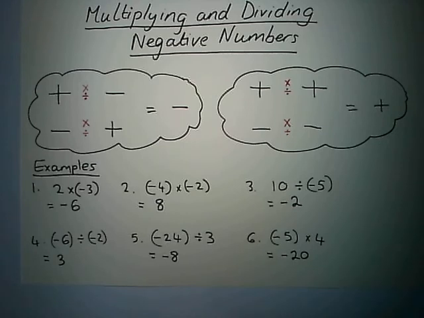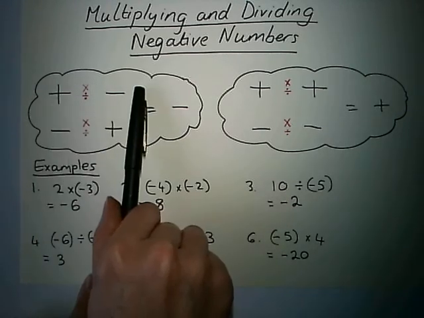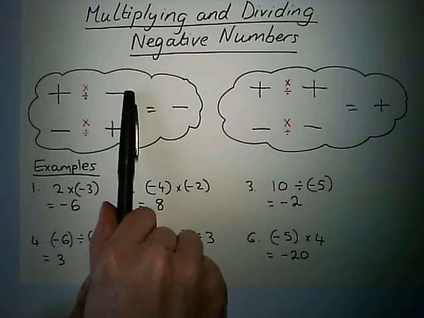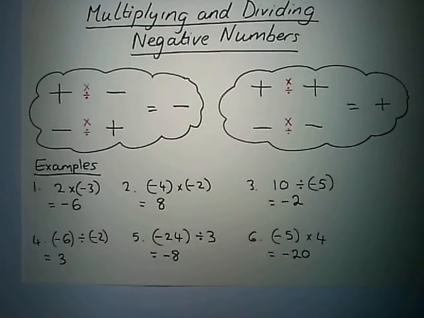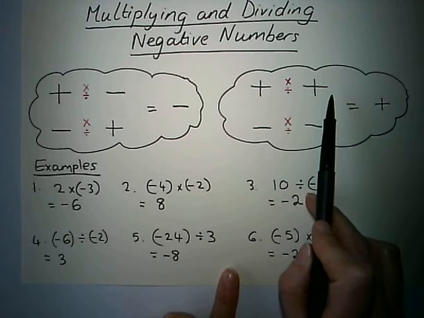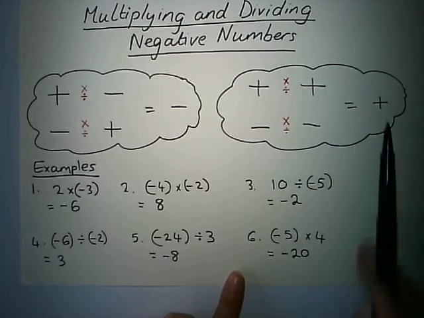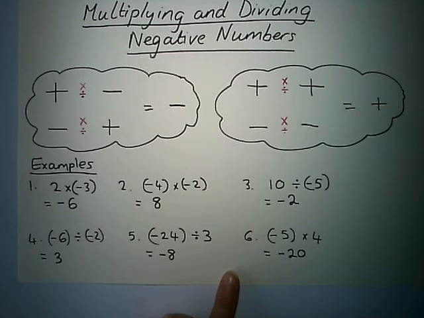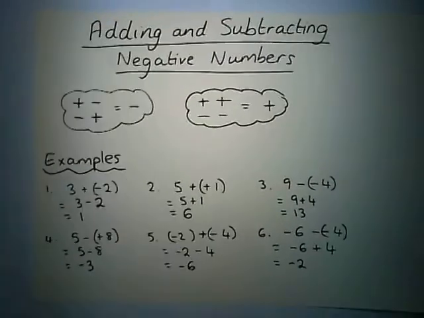Okay, so let's go over that. If you're multiplying or dividing two numbers and one is positive and one is negative, and it doesn't matter the order, the overall final answer will be negative. If you multiply or divide two positive numbers together or two negative numbers together, you will get an overall positive answer. I want to go back over the adding and subtracting quickly.